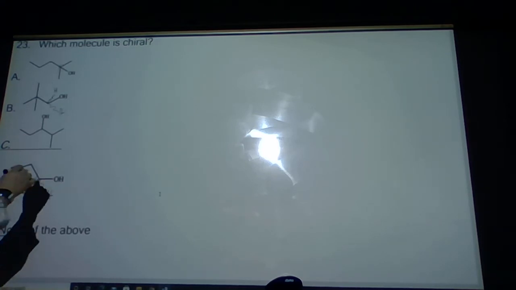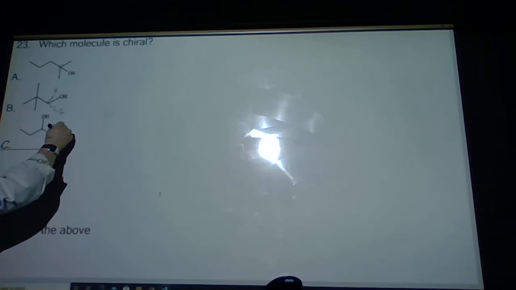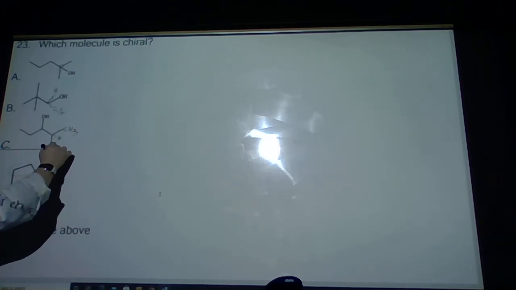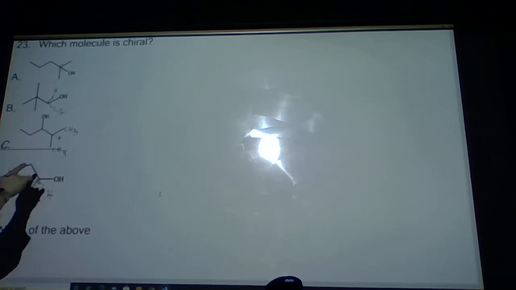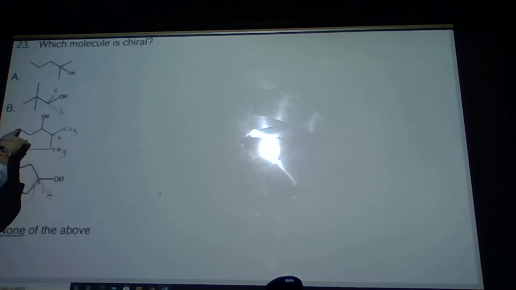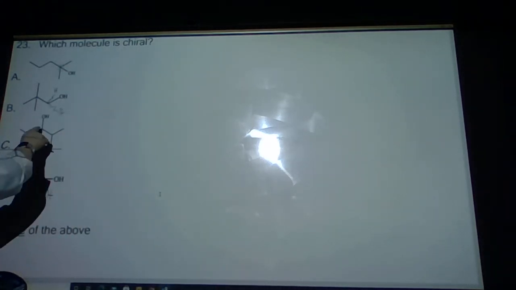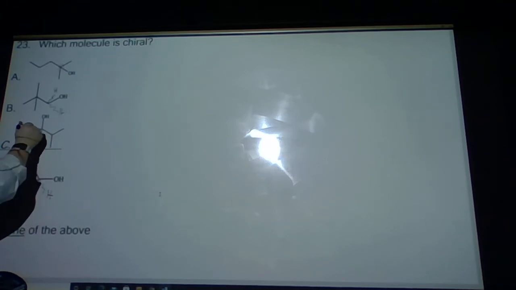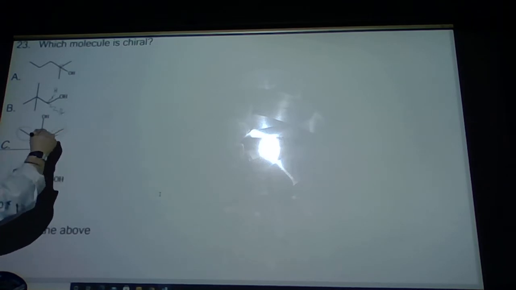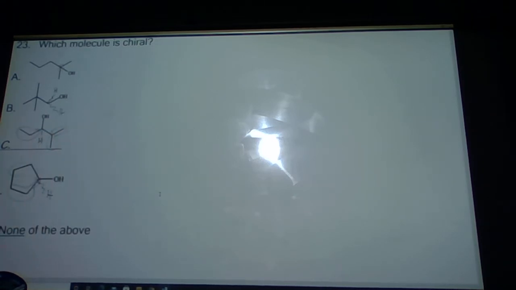We look at number C. CH3, CH2, CH3. That carbon is not chiral because it has 2 CH3s attached to it. This is CH3, that's CH2. This guy right here is chiral. It has 4 different things attached to it. It has an oxygen, it has a hydrogen, it has this ethyl group, and it has this 3 carbon fragment.